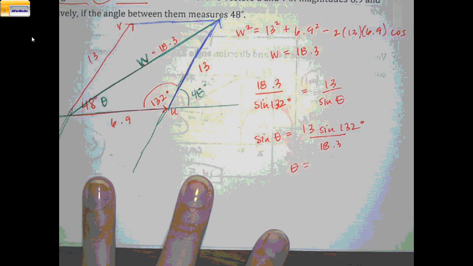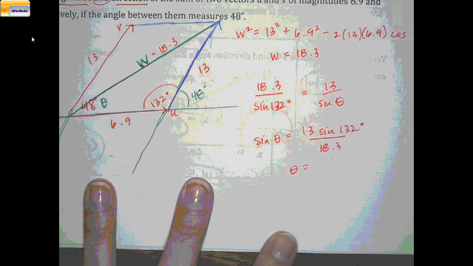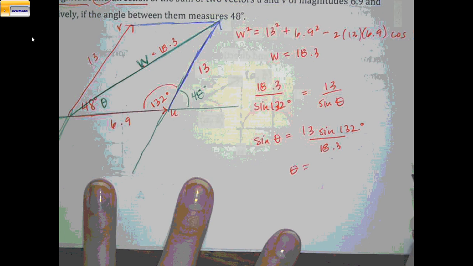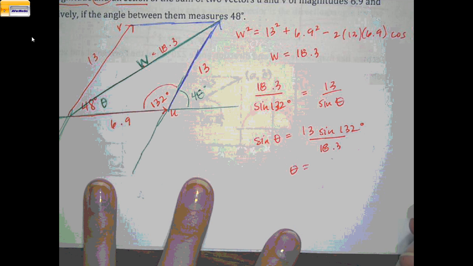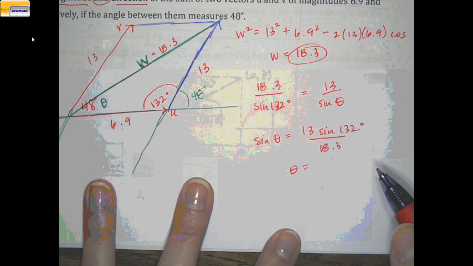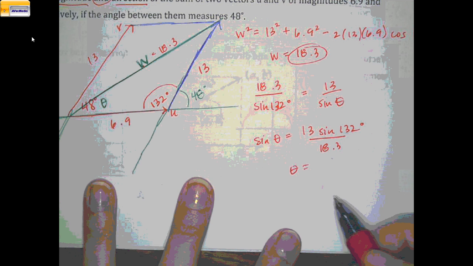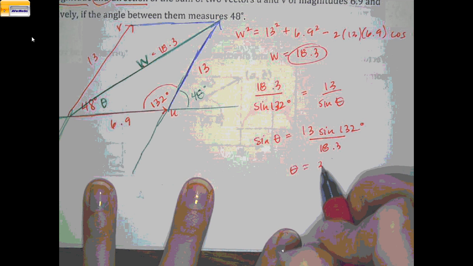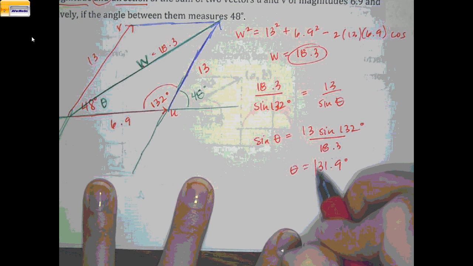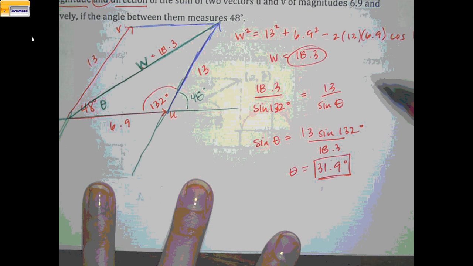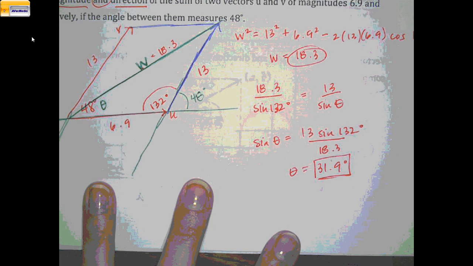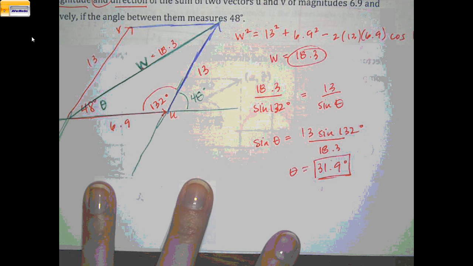Don't forget to do arc sine. Anybody got it? 31.9 degrees? Yes. So we have our two answers. We found our magnitude and our direction angle. Questions? Yes, ma'am.